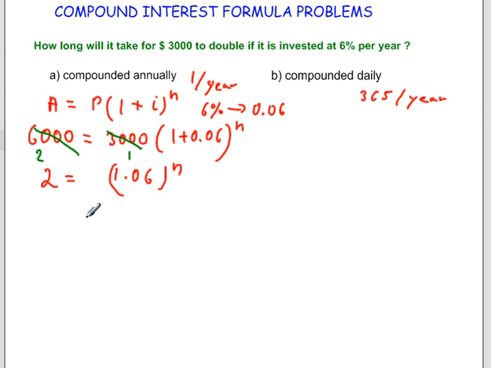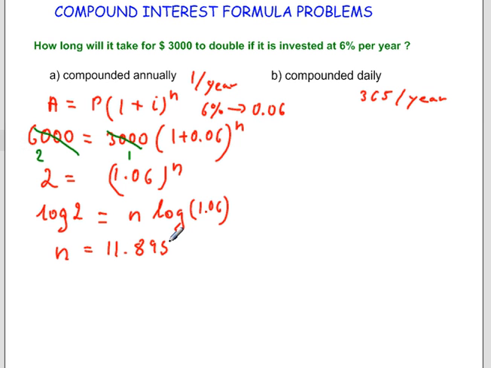To find the value of n, use logarithms. So log to base 2, any logarithm will be fine. So we can use log to base 10 because that's the one available in our calculator. Natural logarithm also would be fine. By the power rule, n will be taken outside and you have log of 1.06.